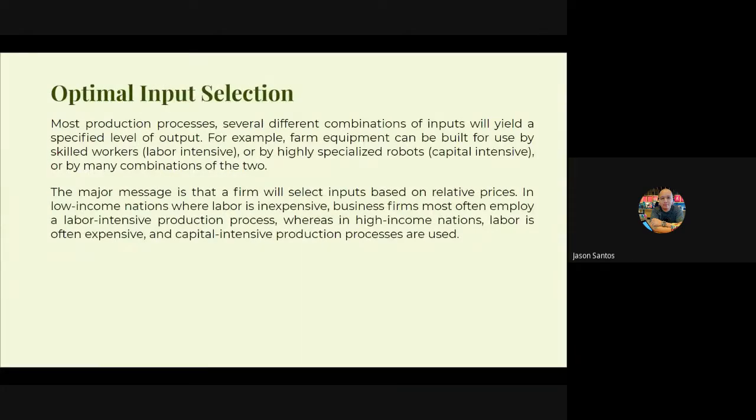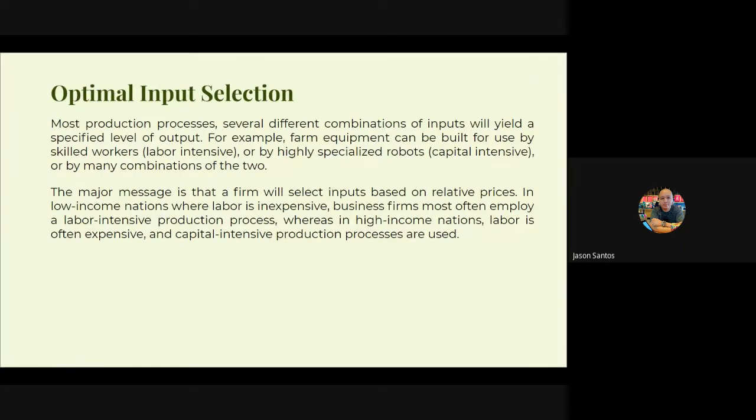So first, let's define optimal input selection. Okay. So in most production processes, several different combinations of input will yield a specified level of output. For example, farm equipments can be built for use by skilled workers if it's a labor-intensive process, or by highly specialized robots, meaning this is a fully automated farm setup. Capital intensive naman pagka ganun, ano. So you select between the two, either it's labor-intensive or capital-intensive, okay. Or you can have a combination of the two.